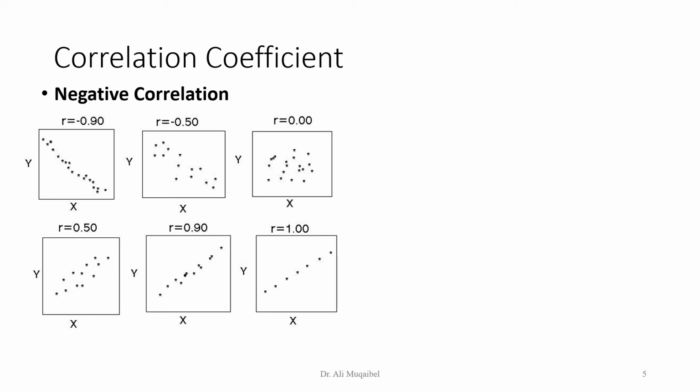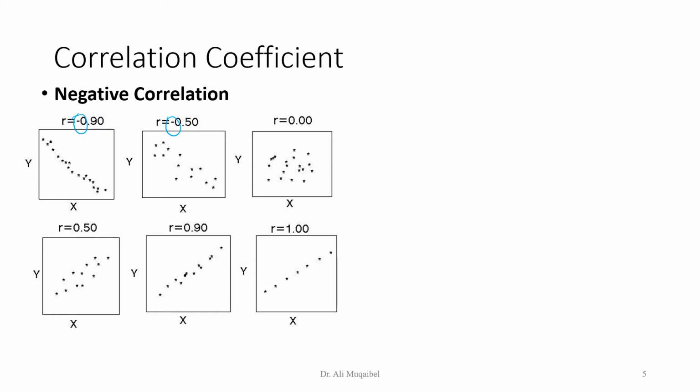Now, when the correlation is negative, it means there's a minus sign, by the way. Here there is a minus sign. It means that we have an opposite relation. Increasing x results in decreasing y, and so on.